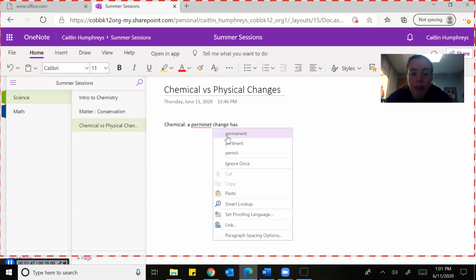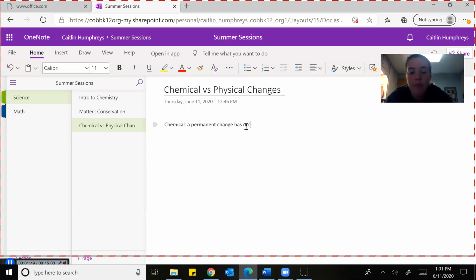There we go. I knew I didn't spell permanent right. A permanent change has occurred, meaning chemicals have reacted with one another. Physical means that a physical means has happened. Something that can physically be undone is possible. If I saw the top of a fence off, I can glue it back on. If I paint a fence, I can strip the paint right back off. So physical is something that can be undone.